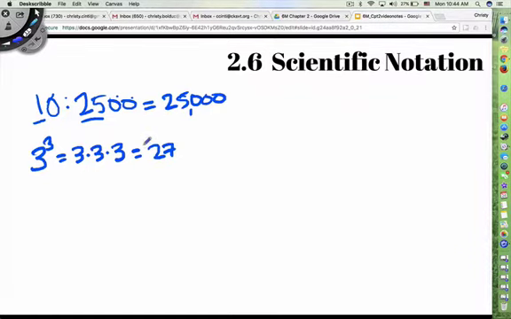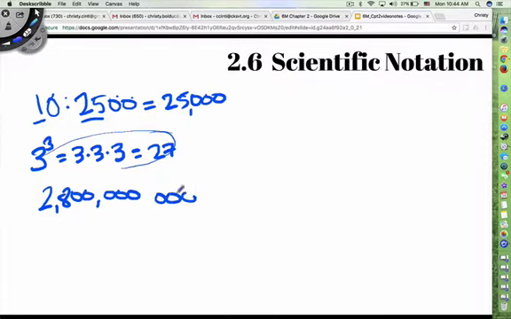Okay, scientific notation is a way to write huge, astronomically huge numbers and fit them into kind of this space right here. Okay, so if you were looking at, let's say, the fact that Neptune is about 2,800,000,000 miles away from the sun. Here's Neptune, here's the sun, and this is that far.